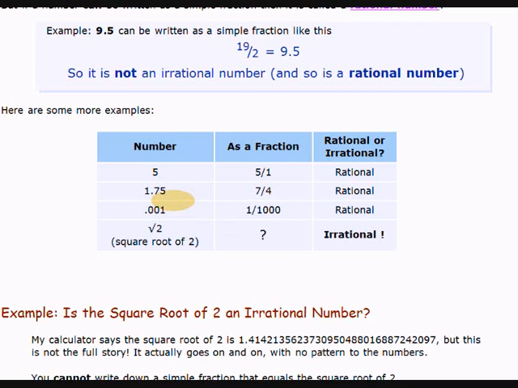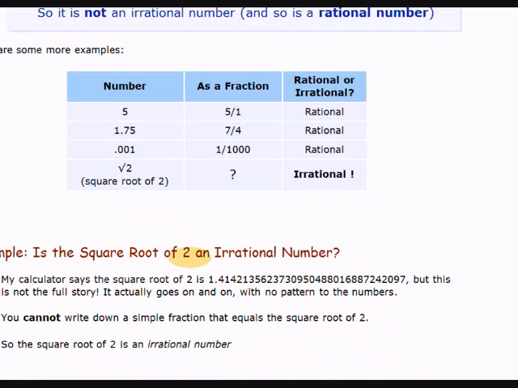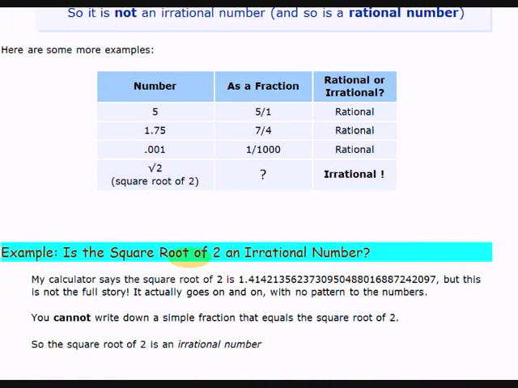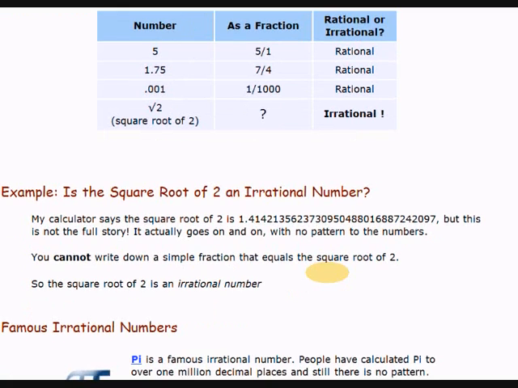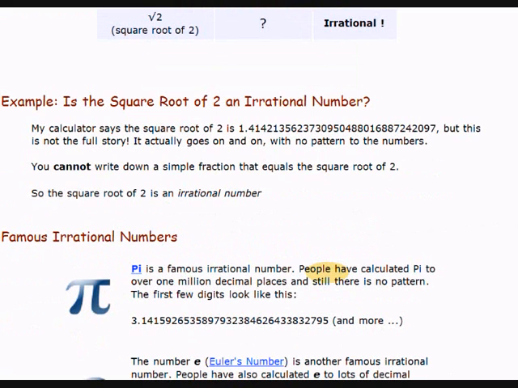Pi has a value that is not repeatable. For example, go and check it in your calculator. Square root of 2 will give what? 1.414213562337. Do you see any number repeating? So it actually goes on and on with no pattern to the numbers. When there is no pattern, it is called an irrational number. Hence, you cannot write it as a simple fraction that equals the square root of 2. So the square root of 2 is an irrational number.